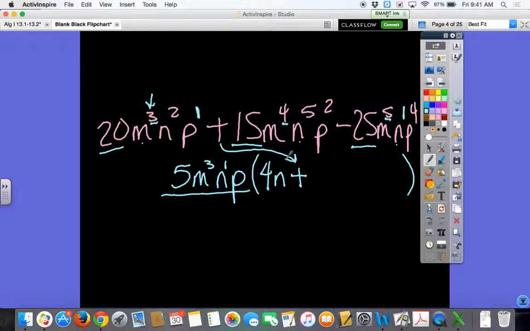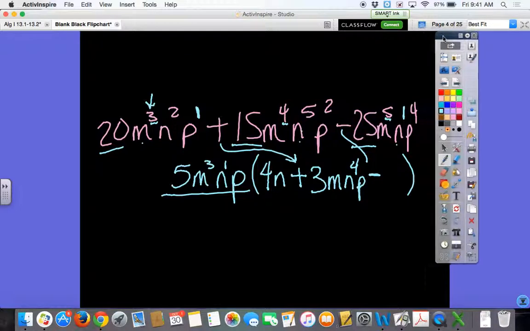Bring down your plus sign. 15 divided by 5 is 3. He had 4 m's, you took 3. There's 1 left over. He had 5 n's, you took 1. He has 4 left over. He had 2 p's and you took 1. He has 1. Bring down your sign and start over.